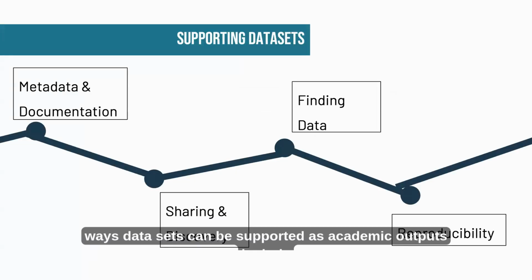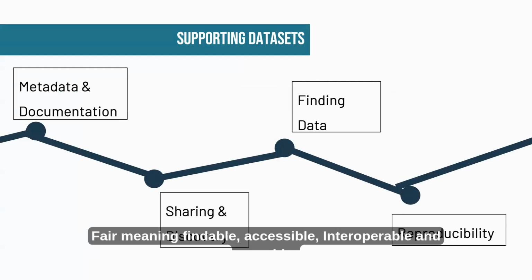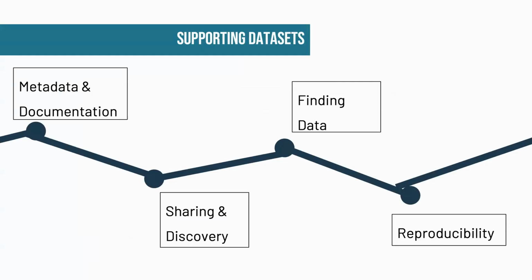Some ways data sets can be supported as academic outputs include providing training and assistance to ensure that data is collected, analyzed, and documented in ways that yield a FAIR data set. FAIR meaning findable, accessible, interoperable, and reusable.